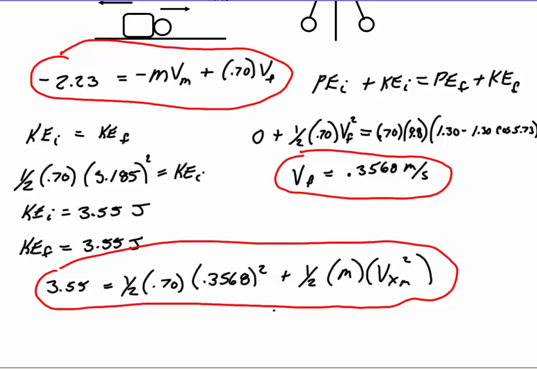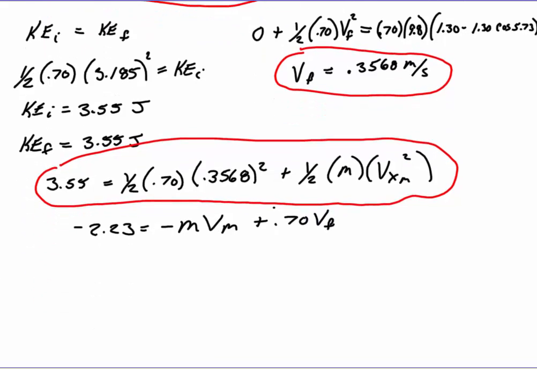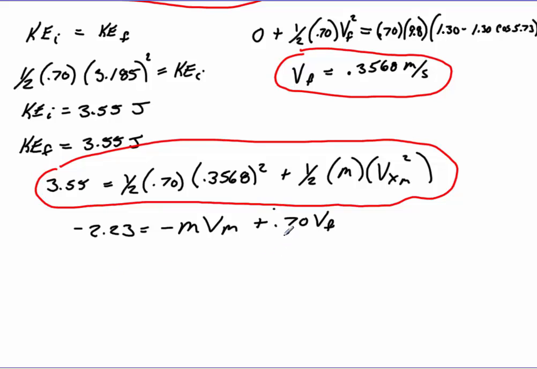Now we go back to momentum, and remember momentum is a vector quantity, so we'll use this equation here. We'll just go ahead and rewrite it as negative 2.23 is equal to minus m times Vm plus 0.70 Vf. Now what I want to do here is take this equation and solve for Vm. And I can say that Vm, let's see if we can change this value right here because we know what that is, to 0.3568.